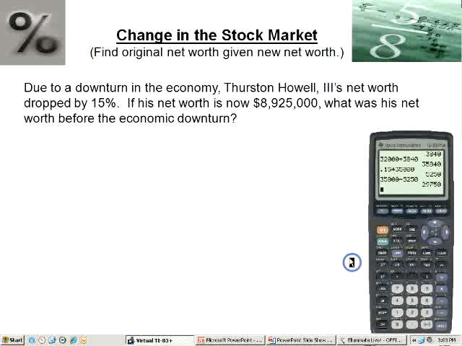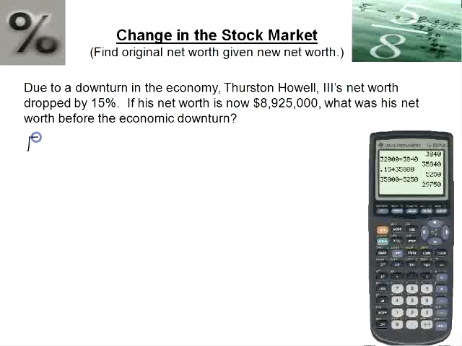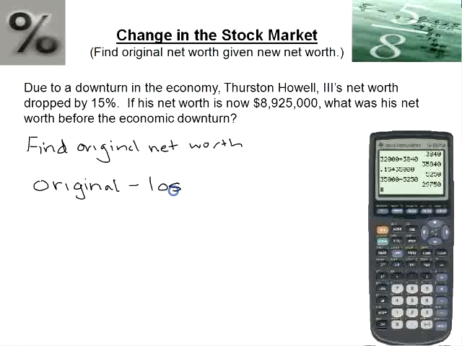So in this particular problem, we know the new net worth, and we're trying to work backwards and find his original net worth. So I'm going to write a little word equation here to help me get organized. Let me write a note here. We are trying to find original worth, the net worth before the downturn. Okay, his original worth minus his loss will equal his new or current net worth.